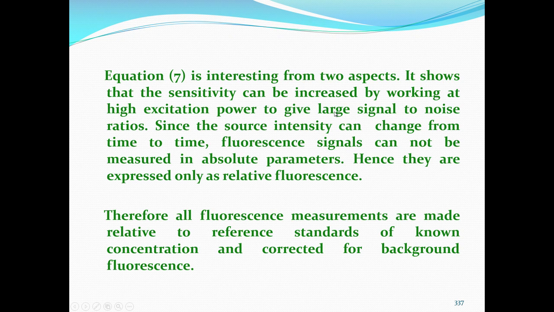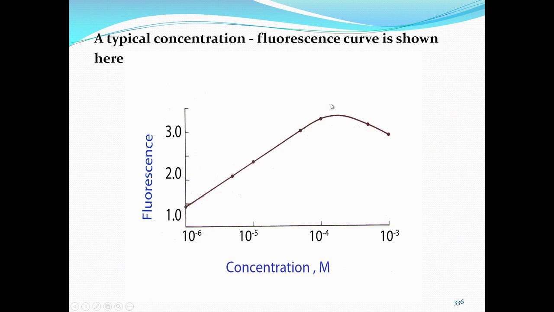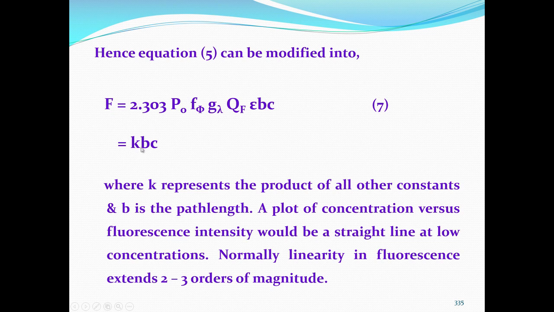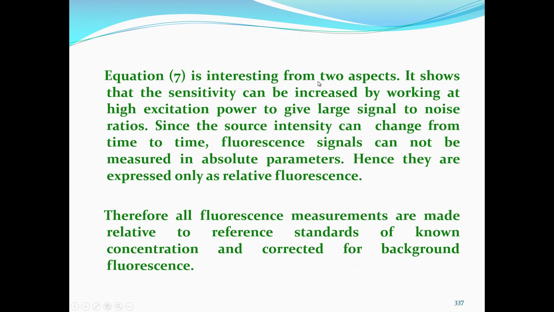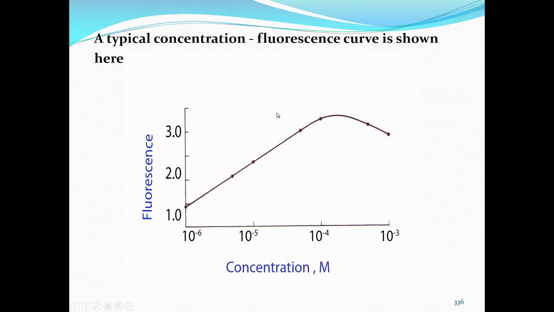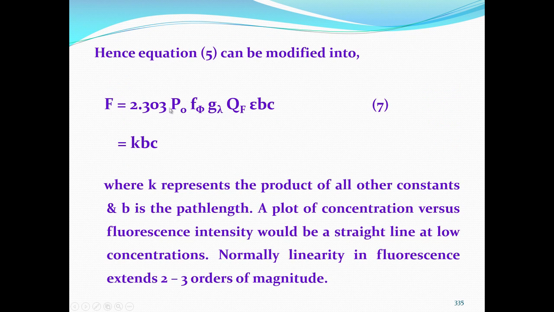So, this equation, equation 7, that is what we had, F is equal to F K B C. All this put together, that equation is interesting from 2 aspects. One is it shows that sensitivity can be increased by working at high excitation power. Again we go back to the equation, see F is proportional to P naught also, and higher the incident radiation, more would be the fluorescence, and Phi, this is the fluorescence efficiency.